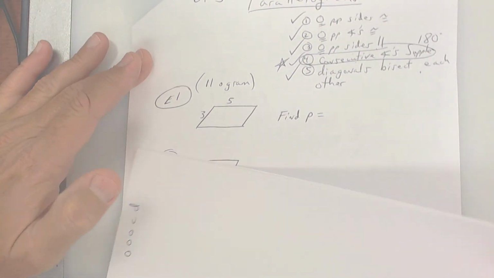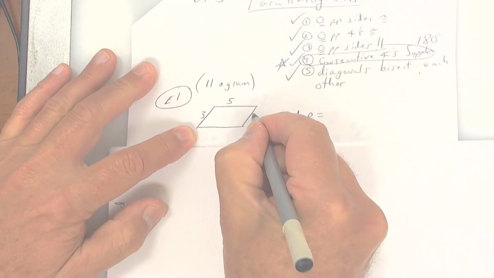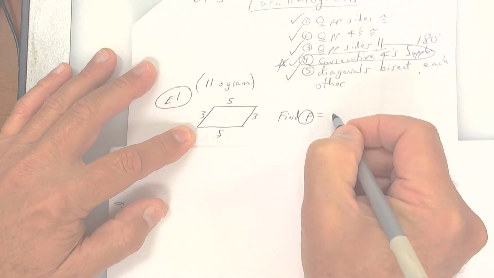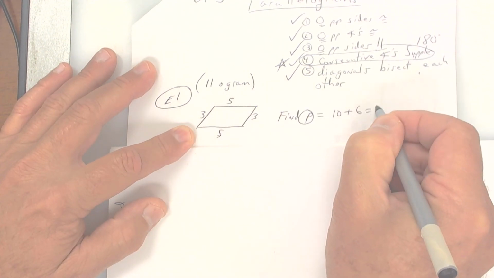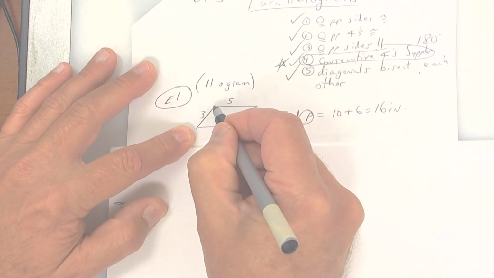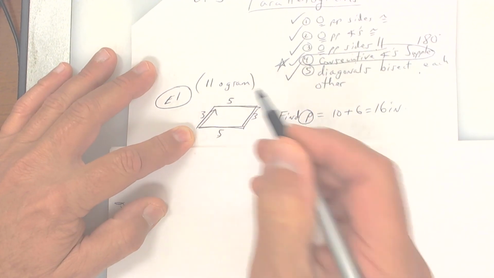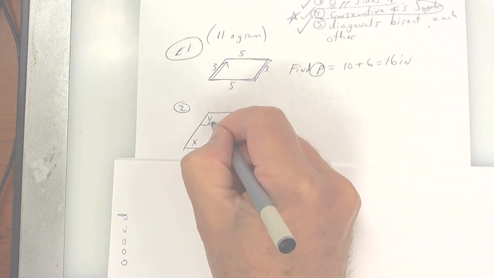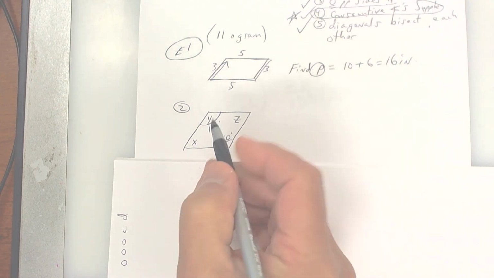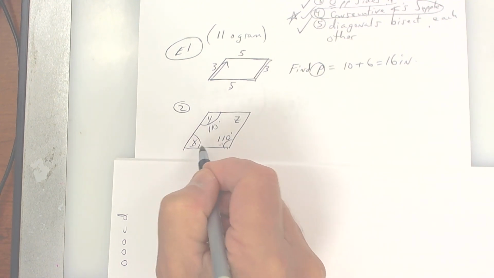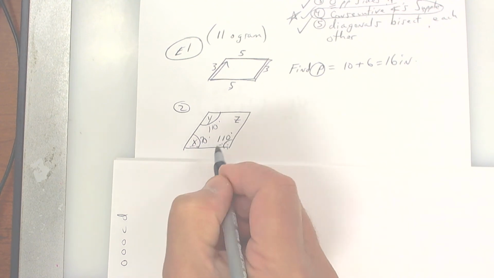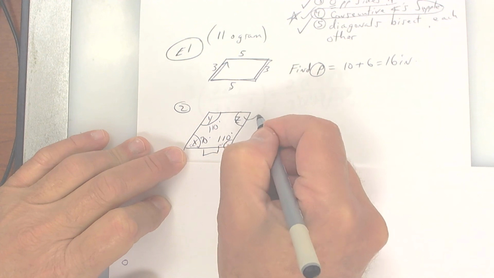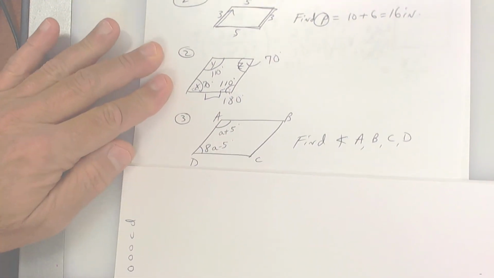Let's take a look at number 1. Opposite sides are equal. So that's 3, that's 5. Find perimeter. You add it all up. 5 plus 3 plus 5 plus 3 is 16. The perimeter is 16 inches all the way around. That's perimeter. This one right here, opposite angles are equal. So this one's 110, so this one's 110. Consecutive angles are supplementary. So if that's 110, this is 70 because that adds up to 180. This one's opposite, so this one is 70 degrees. Real simple, okay, if you use those properties.